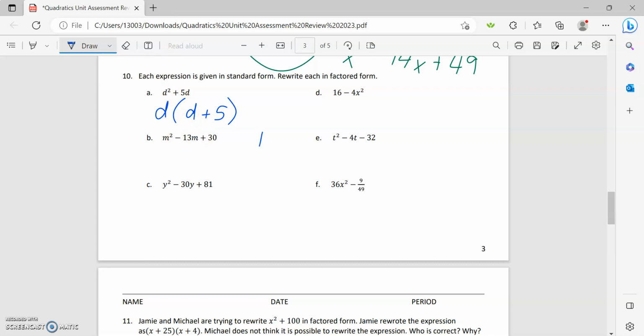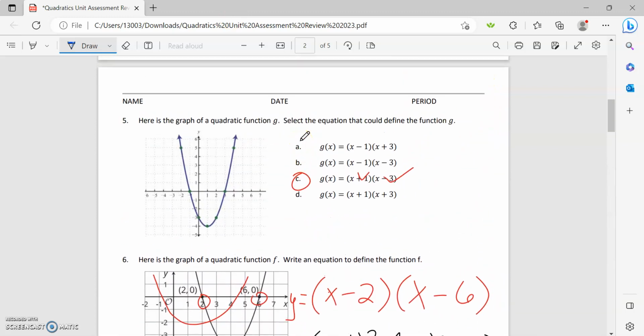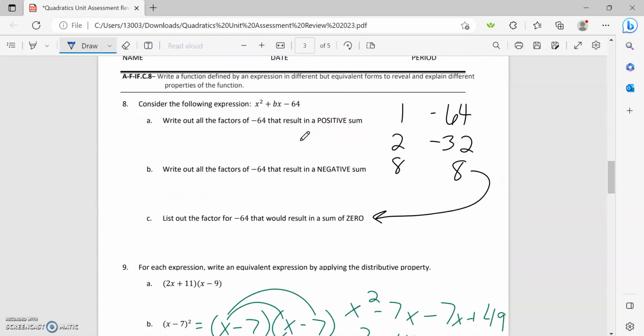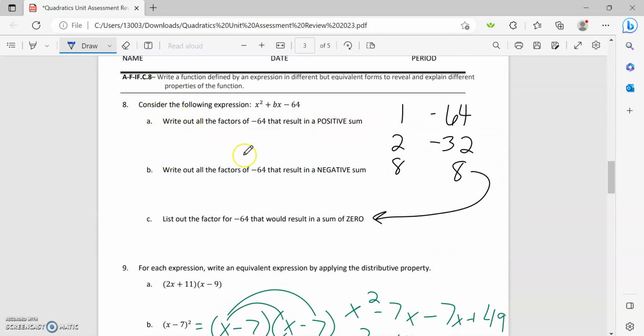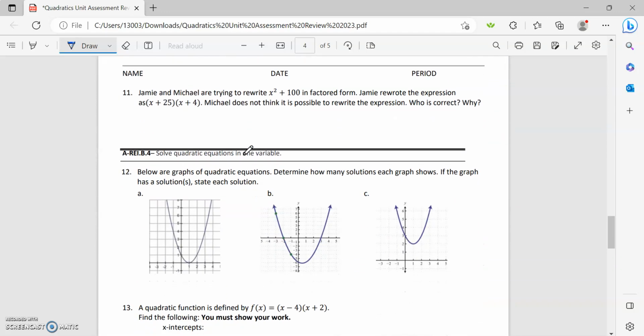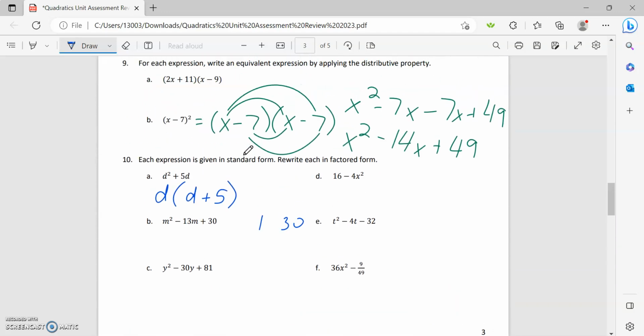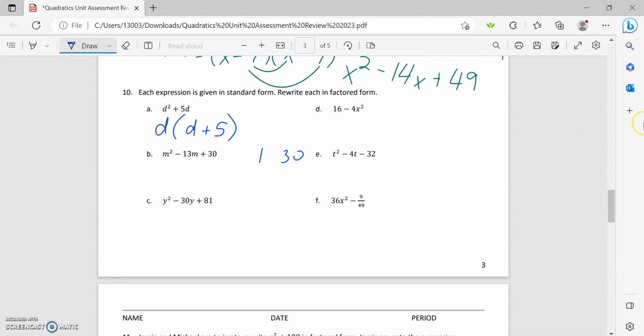So I've got 1 and 30. See, this is why we did that part up here. Where the heck did that go? Oh, right here. That's why we were practicing in question 8. What are all the factors that do this? Well, it comes down to question 10. So 1 and 30, 2 and 15, 3 and 10, and 5 and 6.